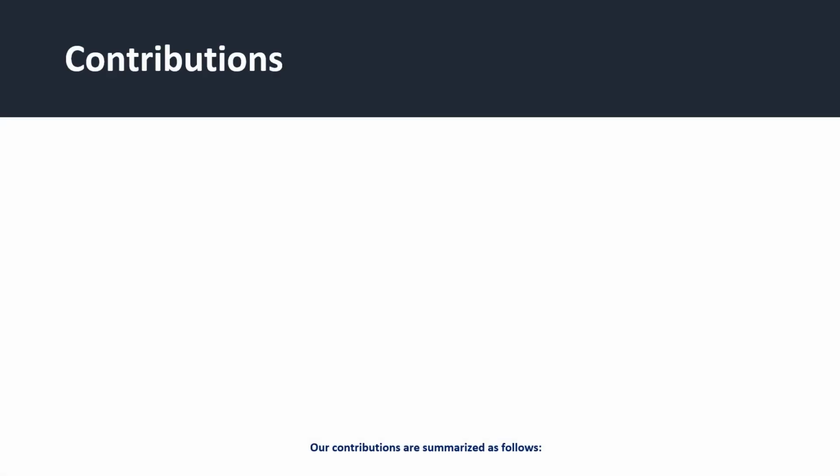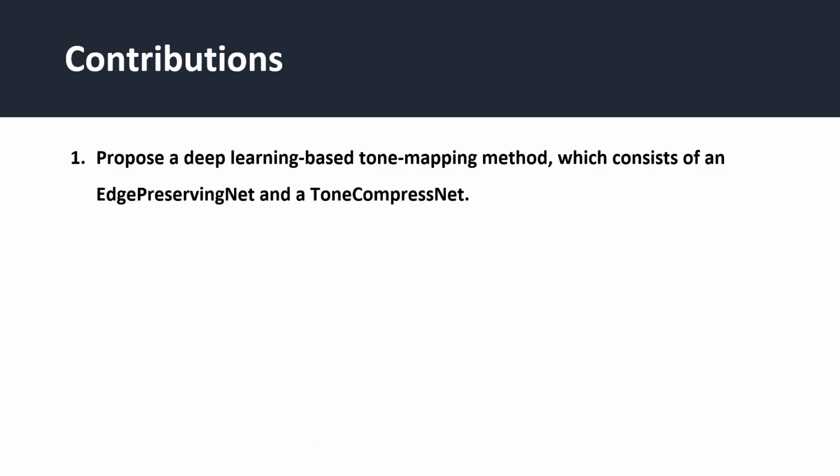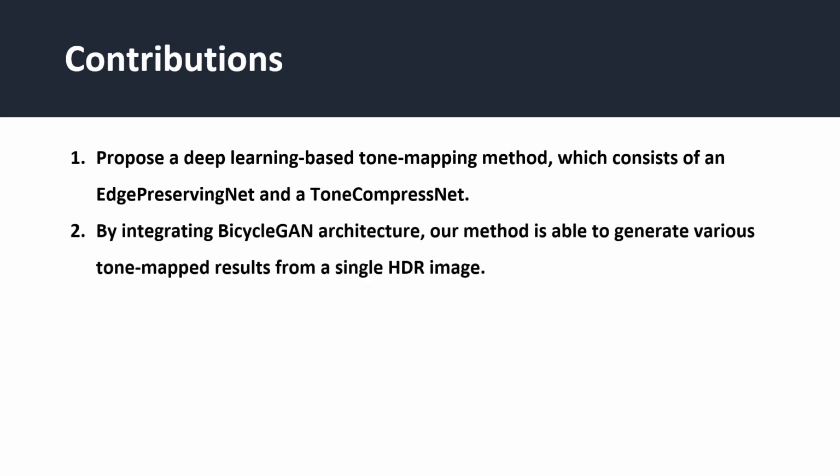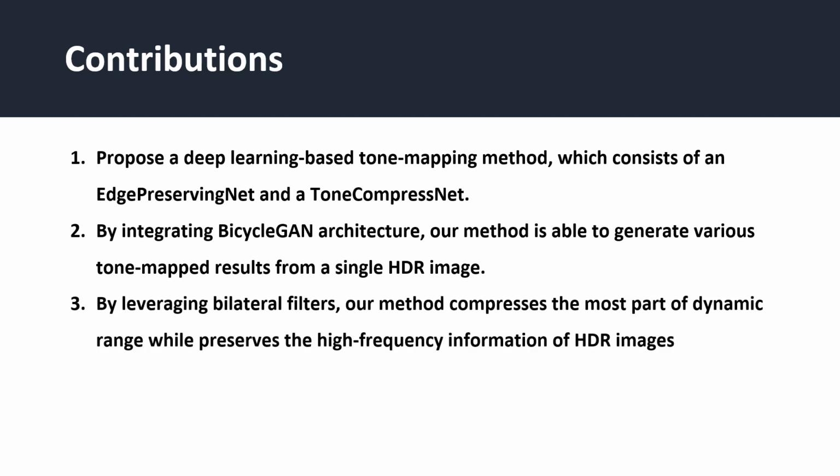Our contributions are summarized as follows. We propose a deep learning-based tone mapping method, which consists of an edge-preserving net and a tone-compressing net. By integrating bicycle GAN architecture, our method is able to generate various tone-mapped results from a single HDR image. By leveraging bilateral filters, our method compresses the most part of dynamic range while preserving the high-frequency information of HDR images.